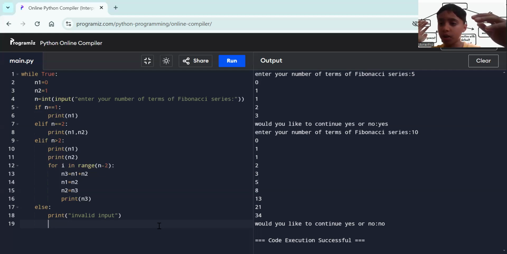Just put the yes there instead, right? So the logic here comes back again. But this logic is simple, so don't assume it's hard. So we have to make a choice equals to input, bracket, quotation marks, okay?